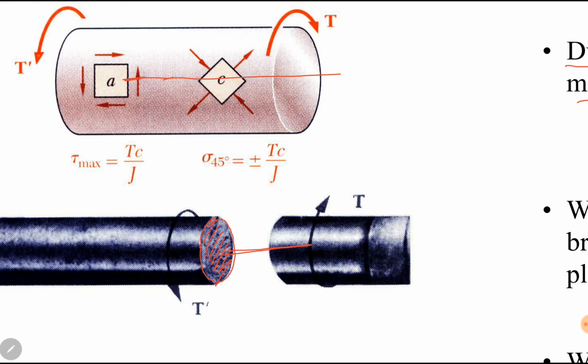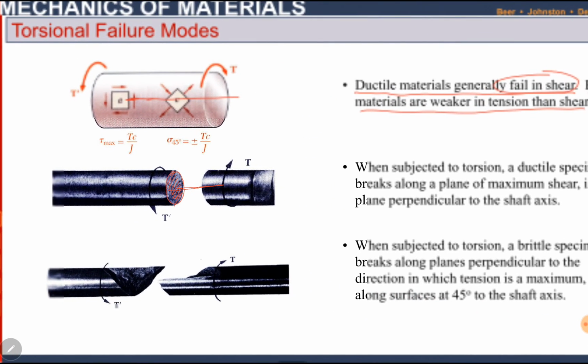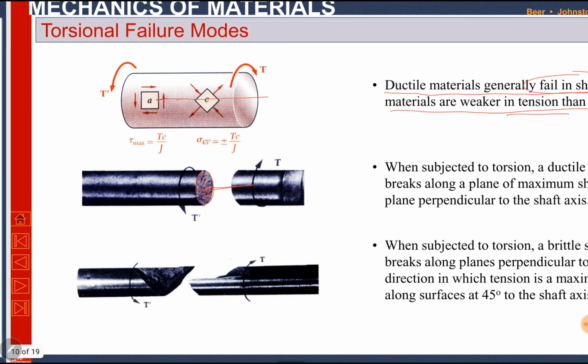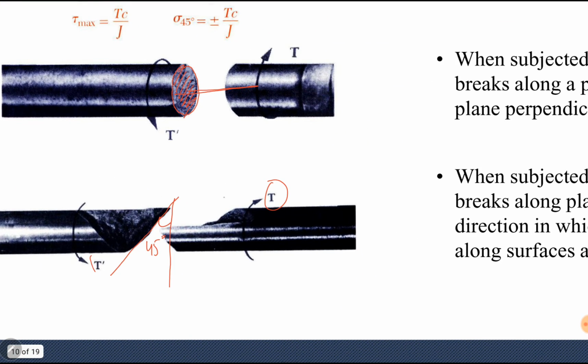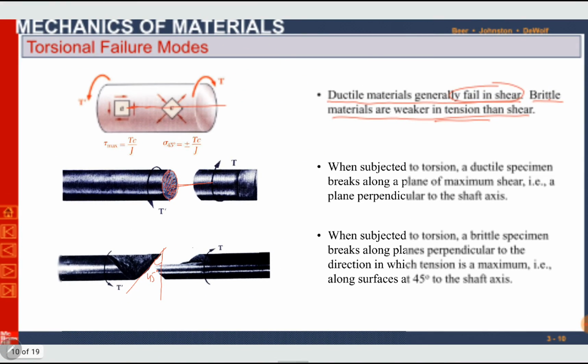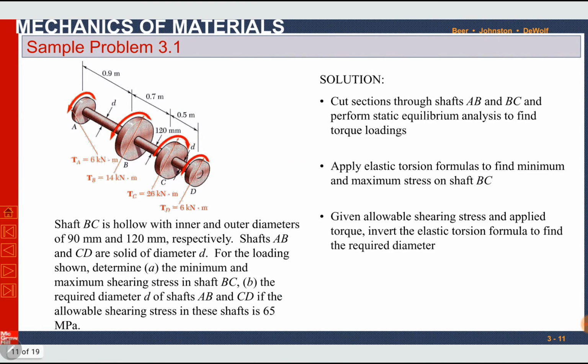under maximum shear. Similarly, brittle materials, which are weaker under tension or normal stress, will fail like this. This angle will probably be 45 degrees, because normal stress is maximum at 45 degrees if the loading is torsion. Remember that this kind of failure is under torque or torsion load only. You can observe this in real life in the objects around you. Okay, this is enough, and now we will move towards a sample problem.